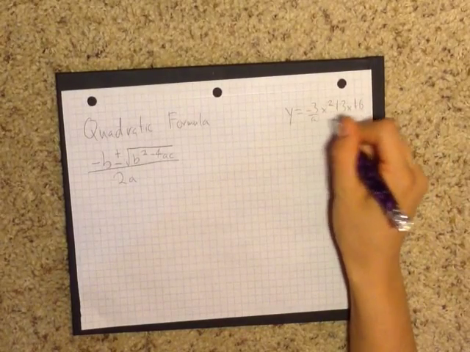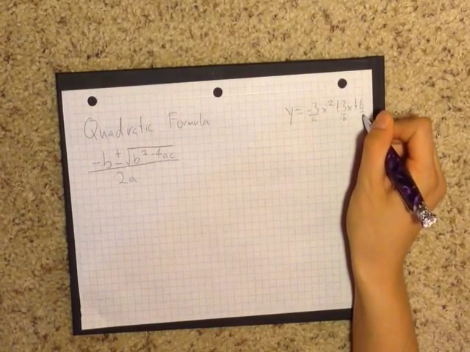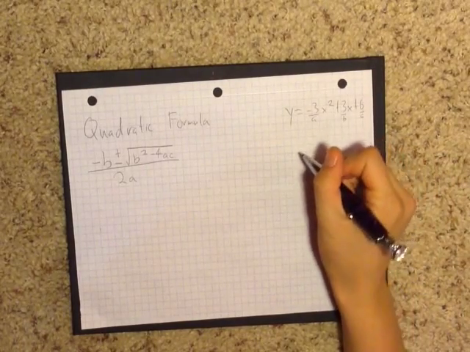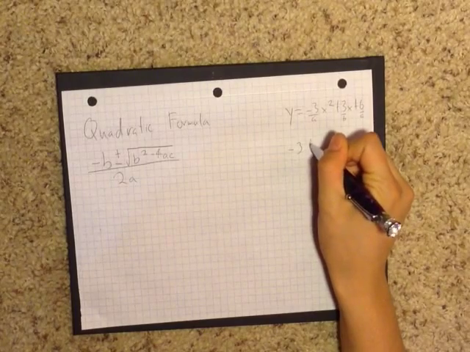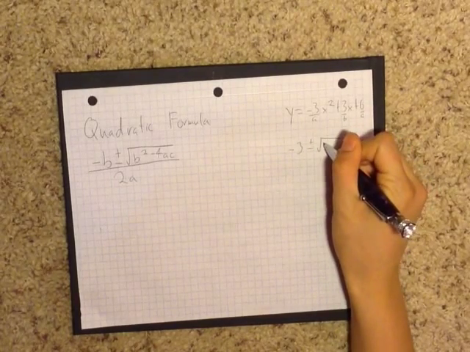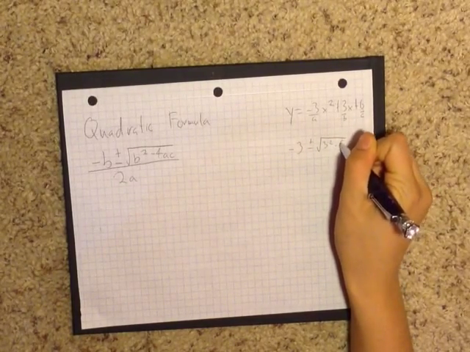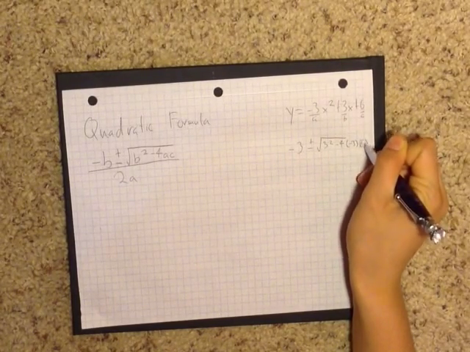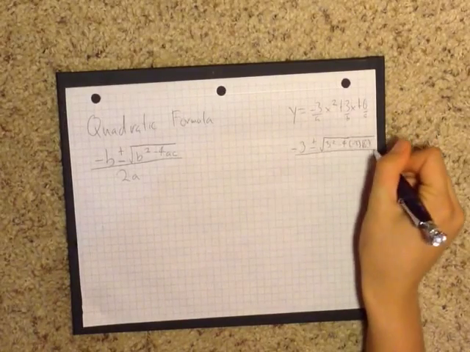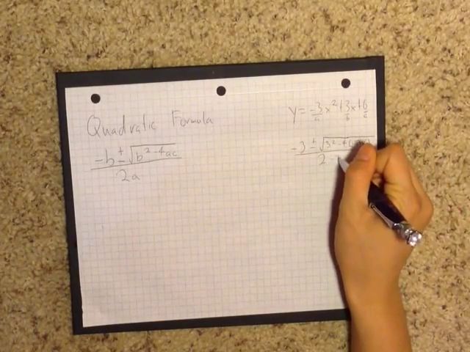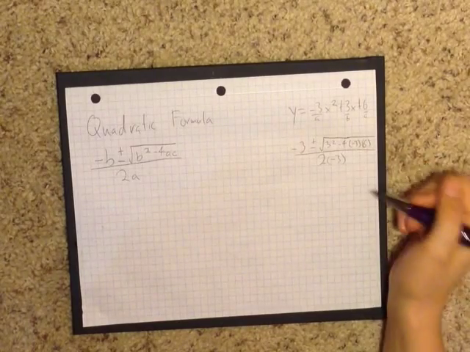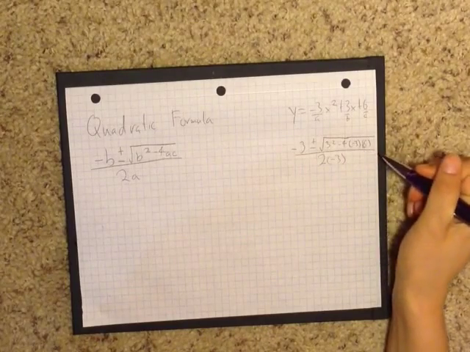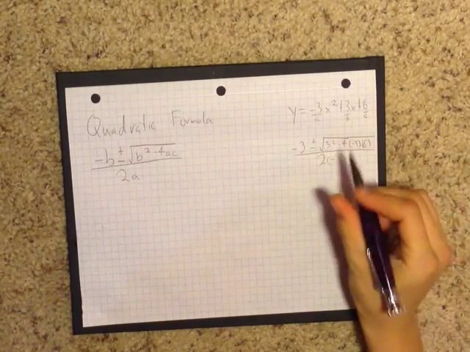Remember, negative 3 is a, 3 is b, and 6 is c. So if we replace the numbers in for the letters, we should get negative b, which is -3, plus or minus the square root of 3 squared minus 4 times -3 times 6, all over 2 times -3. We're going to solve the part in the square root first, because that's the part that we should solve first according to the order of operations.